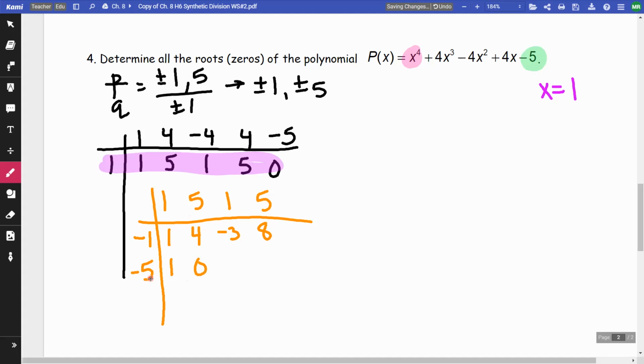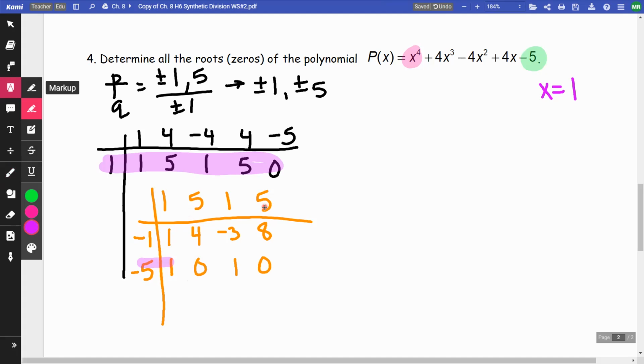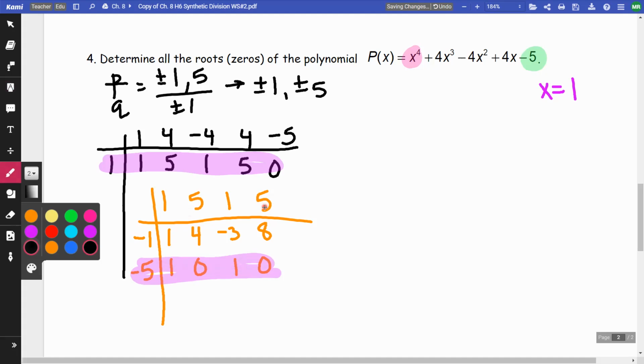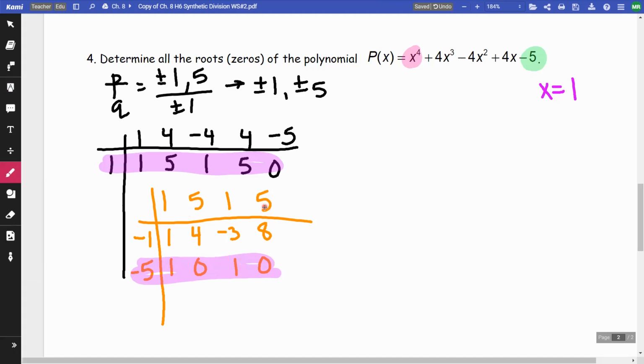0 times -5 is 0. Add, I get 1. 1 times -5 is a -5. I add, I get 0. So now I have my second 0. And so I have x is equal to -5.